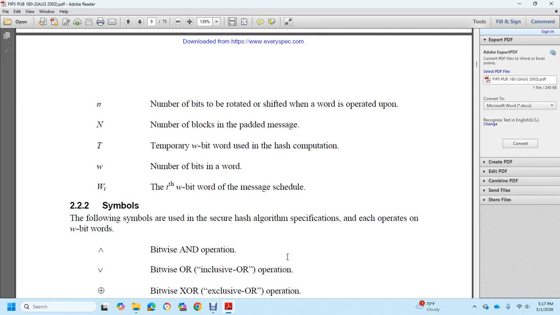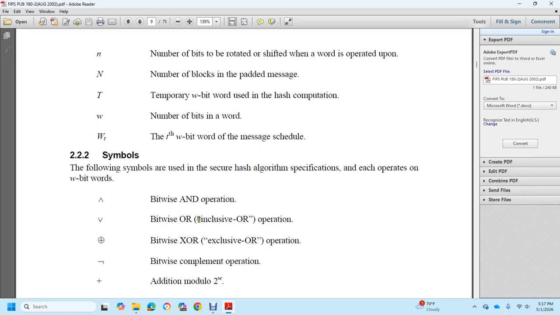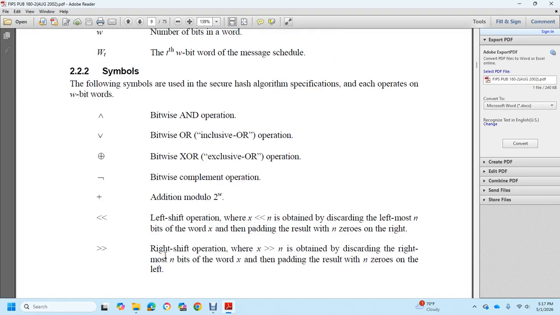The following symbols are used in the secure hash algorithm specifications; each operates on w-bit words. Bitwise AND operation. Bitwise OR, or inclusive-OR, operation. Bitwise XOR, or exclusive-OR, operation. Bitwise complement operation. Addition modulo 2 to the w. Left-shift operation, where x shifted left by n bits is obtained by discarding the left-most n bits of the word x and then padding the result with n zeroes on the right. Right-shift operation, where x shifted right by n bits is obtained by discarding the right-most n bits of the word x and then padding the result with n zeroes on the left.